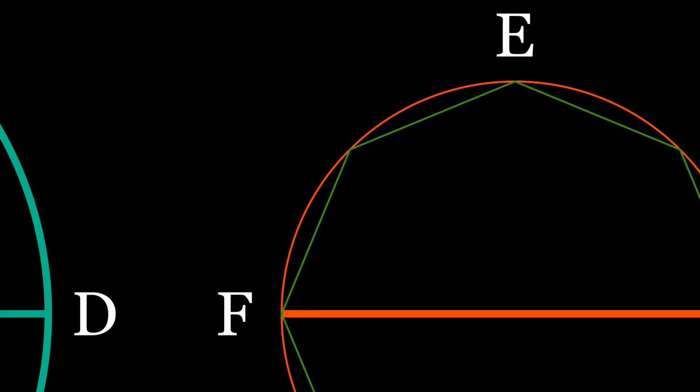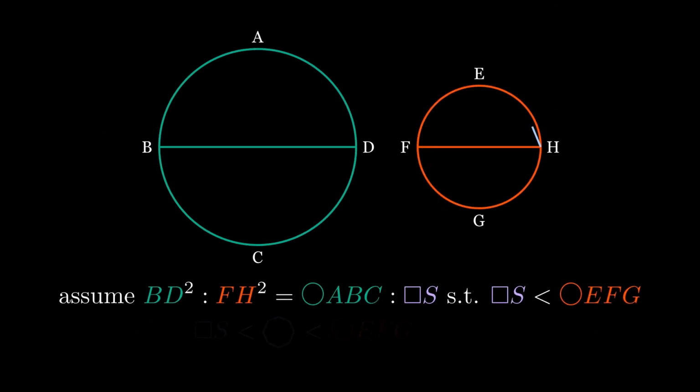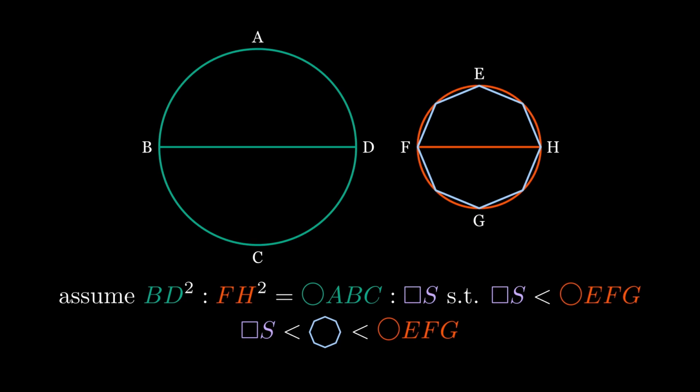Proposition 10.1 shows that if we continue this process, we'll eventually arrive at an inscribed polygon as close in size to the circle as we please, but always less than it. This means we'll eventually arrive at a polygon greater than area S, but less than the circle. For the sake of the argument, we'll assume we did that with the octagon. Now construct an octagon inscribed in circle ABC, similar to our octagon in circle EFG.